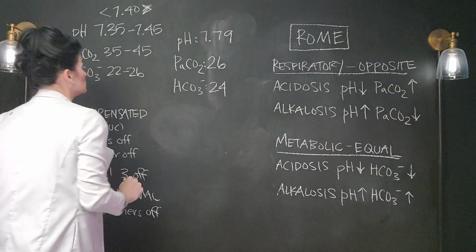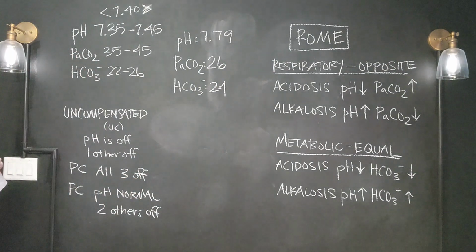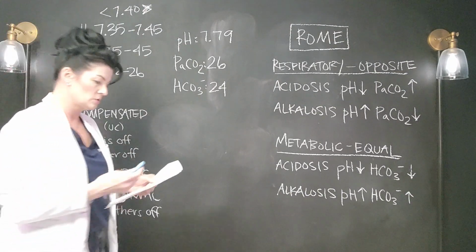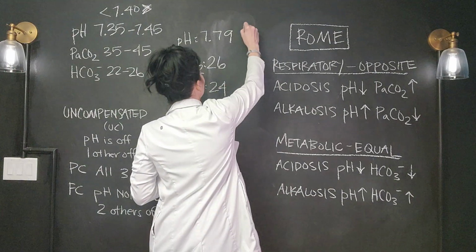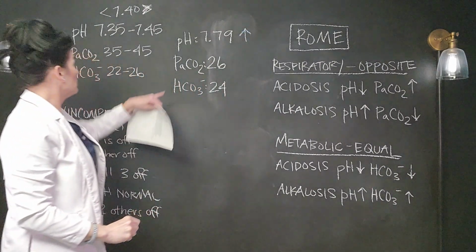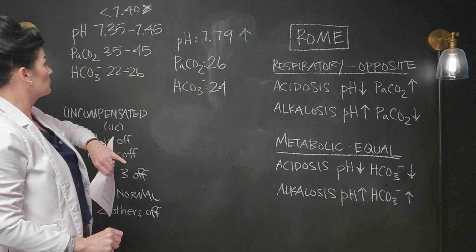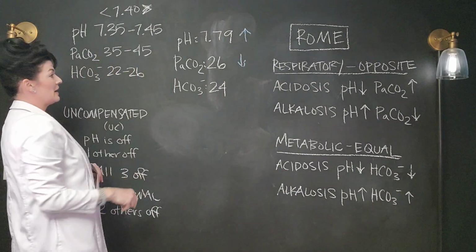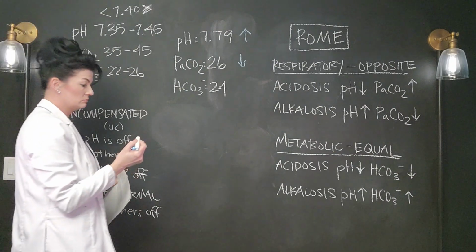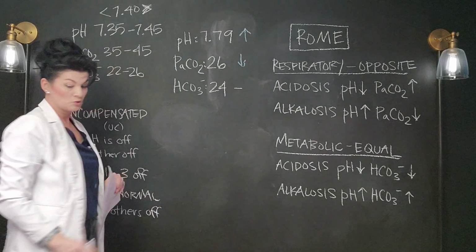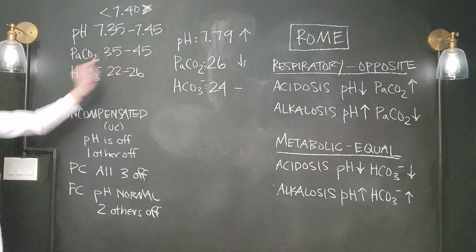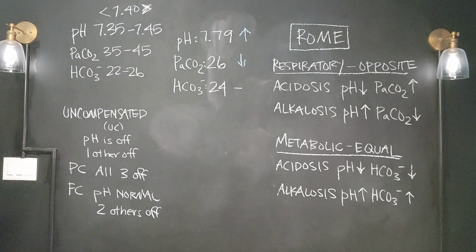All right, so looking here, when it comes to pH, is that high, low, or normal? Hopefully you answered with, that is extremely high. Is our partial pressure of CO2 high, low, or normal? Man, that's low. Is our bicarb high, low, or normal? Our bicarb is normal. So let's start with our compensation. If pH and one of these other two values are off, what is our compensation? We are at uncompensated.